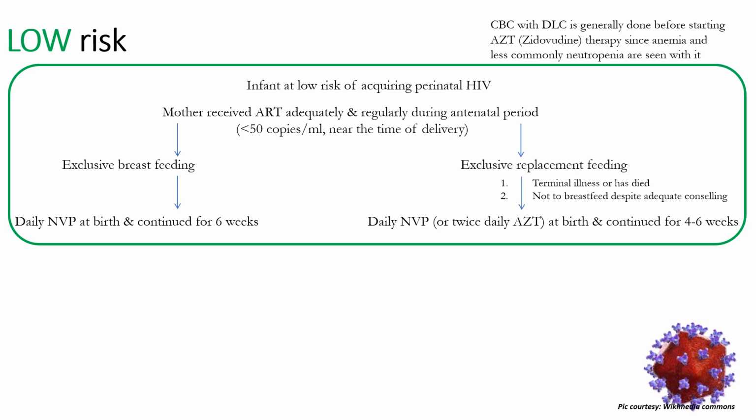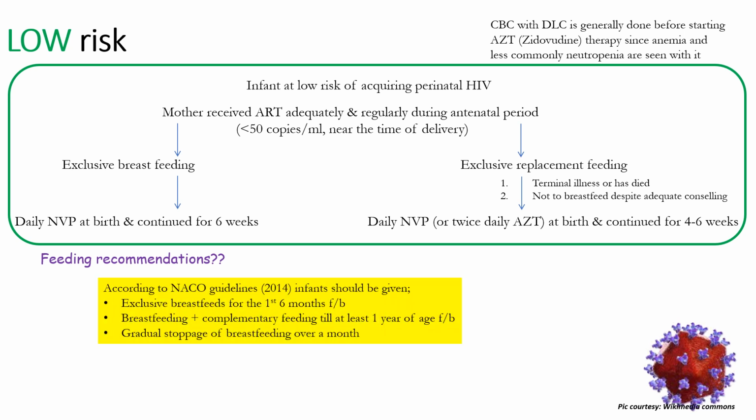So this is the entire flowchart which is expected for a baby who is delivered at low risk of acquisition of perinatal HIV. What are the feeding recommendations for infants delivered to these mothers? According to the National AIDS Control Organization guidelines, infants should be exclusively breastfed for the first 6 months because the benefits far outweigh the risks, followed by breastfeeding along with complementary feeding till at least 1 year of age, followed by gradual stoppage of breastfeeding over a month.